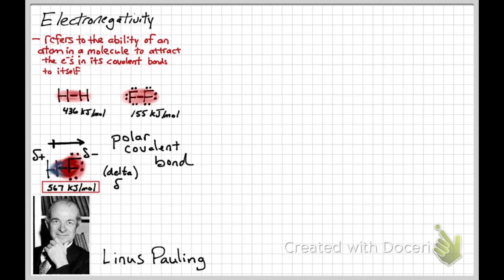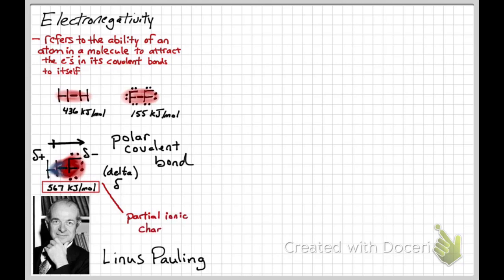And Linus Pauling explained this increase in the bond energy for HF and other molecules composed of unlike atoms by saying that it had a partial ionic character.